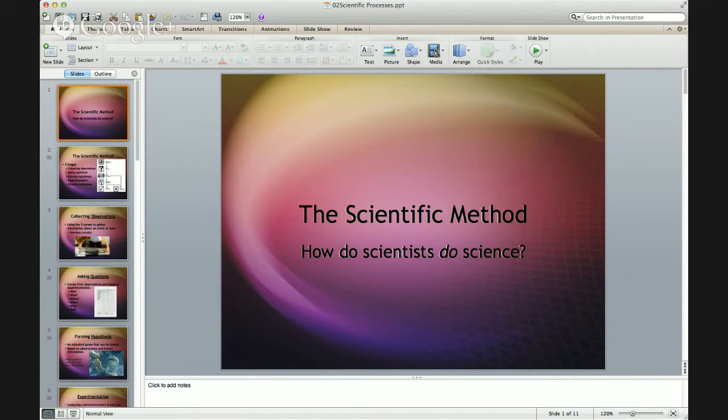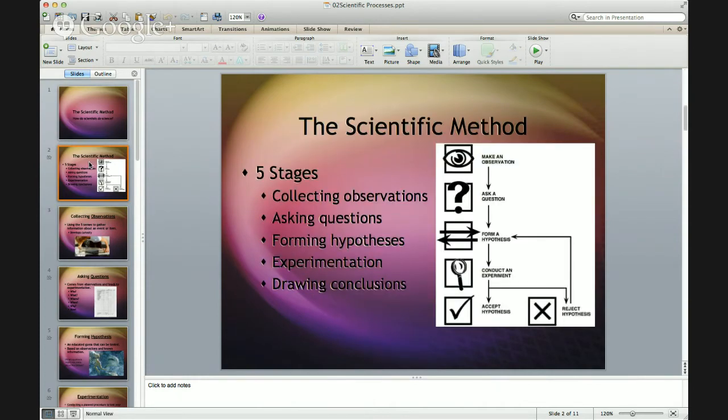All right, so we're going to get started here. So scientific method should be at the top of your page. We'll talk about the 5 steps in the scientific method. Observing, questioning, hypothesizing, experimenting, and concluding. All right, we'll go through each of these individually. You don't have to write anything down just yet.